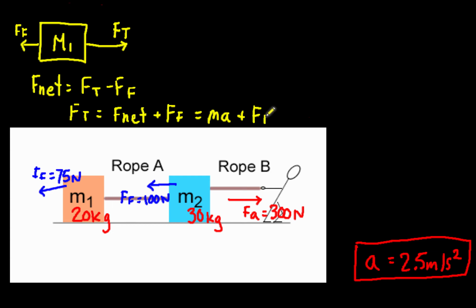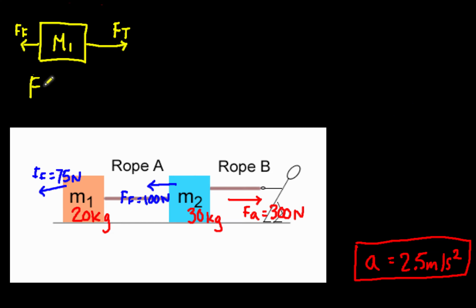Net force is mass times acceleration. So this is ma plus force of friction. So we have 20 times the acceleration of 2.5 plus the 75 newtons, which was friction. This gives us 125 newtons for our force of tension. We'll hold on to this number for a minute because I want to show you what the force of tension is on the rope coming out of mass 2.